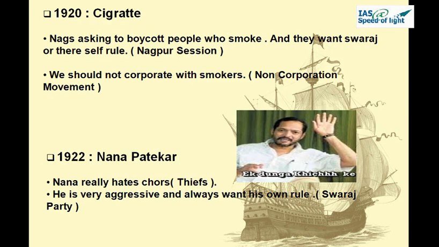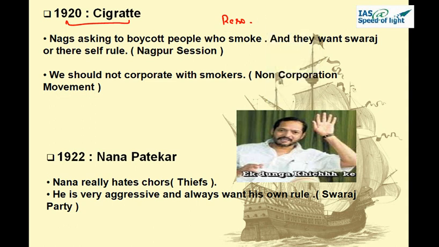20 is a pack of cigarette for us. So Nags asking to boycott people who smoke, and they want Swaraj or their self-rule. So it is the Nagpur session in 1920, where people are asking to leave the smoke. Okay, to smoke we are relating it with cigarette, and they want Swaraj or their self-rule. So resolution of Swaraj, and also a boycott. So resolution and boycott.